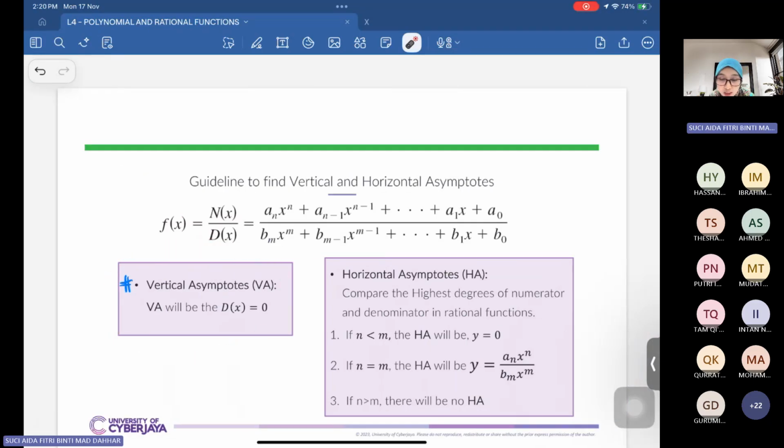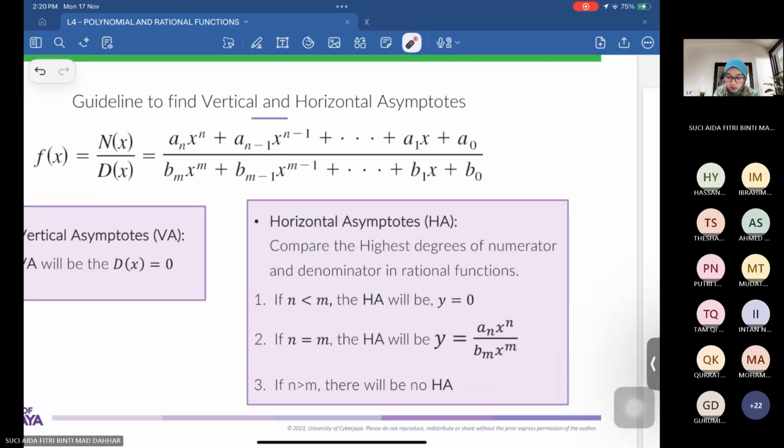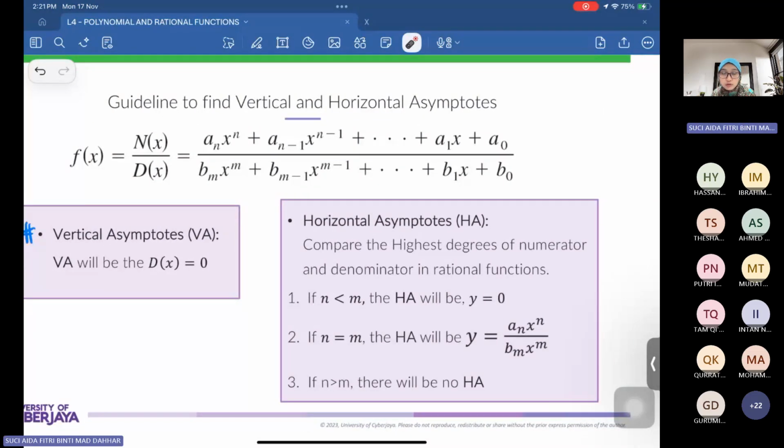Now, for horizontal asymptote, it is the horizontal straight line that the curve never touches. How do you find them? Before this, I showed you how to do it using long division, so you can see how much the graph has been shifted up or shifted down. But this time, you're not going to use division. We're just going to use these rules. There are 3 different rules here.